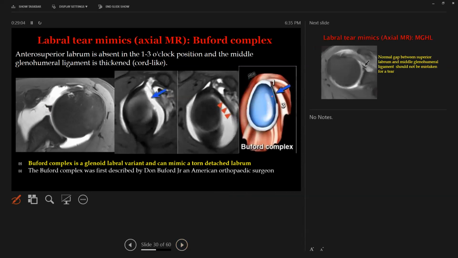If you see on this diagrammatic picture, there is absence of the anterior superior labrum from 1 o'clock to 3 o'clock position, and the middle glenohumeral ligament is cord-like. So this is a cord-like middle glenohumeral ligament and absence of the anterior labrum, which can be misinterpreted as a detached labrum. This is a normal variant.